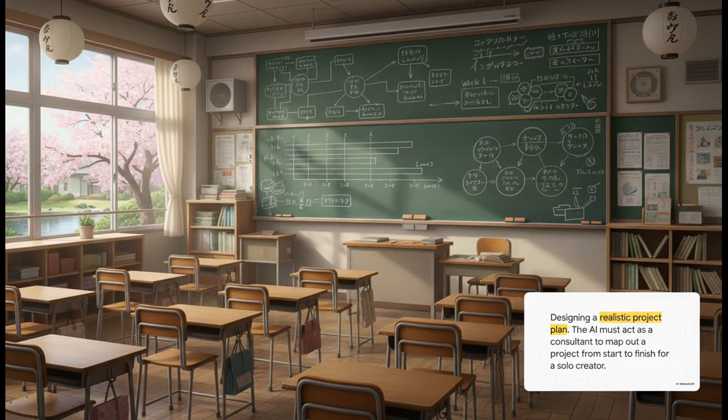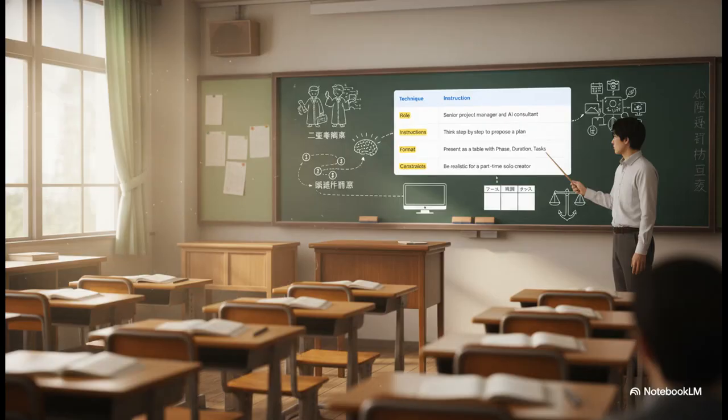Okay, next up, a more strategic task. Here, we need the AI to act not just as a writer, but more like a consultant, helping us map out an entire project from start to finish. Now, look at this combination. The role is actually a dual expert. The instructions explicitly ask the AI to think step by step, and that's chain of thought prompting, a really cool technique where you guide the AI through its reasoning for more logical results.